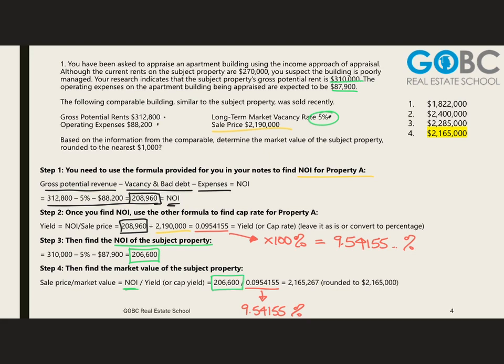206,600, which you see is down here in our formula, and then you divide that by the yield that you found, so either the converted one to the percentage or the one that was a decimal, and when you do that calculation, you get a sale price of $2,165,267, and it asks you to round it to the nearest $1,000. So that's why the answer is $2,165,000, because if you ask yourself, is it closer to 5,000 or is it closer to 6,000? It is closer to the 5,000 because it's only $267 away from 5,000.